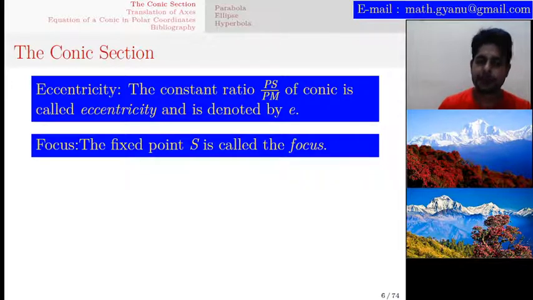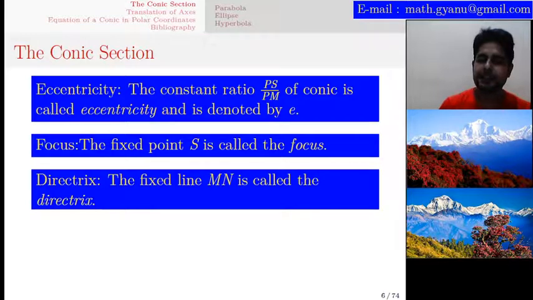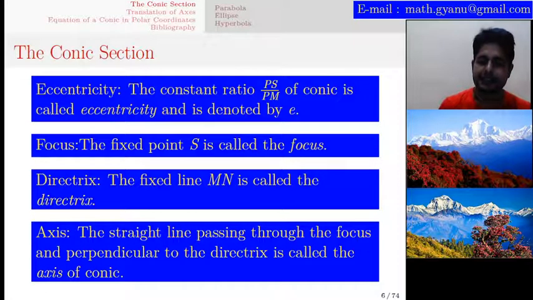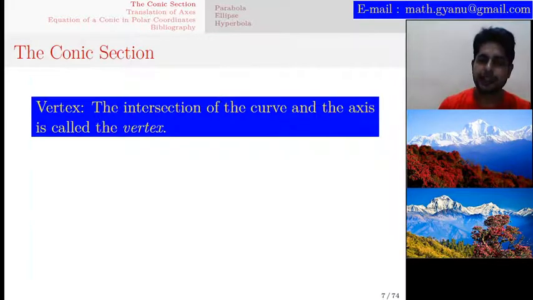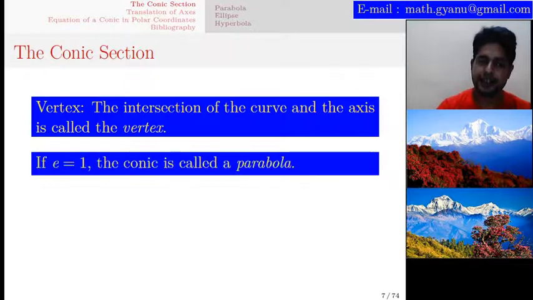Focus: the fixed point S is called the focus. Directrix: the fixed line MN is called the directrix. Axis: the straight line passing through the focus and perpendicular to the directrix is called the axis of the conic. Vertex: the intersection of the curve and the axis is called the vertex.